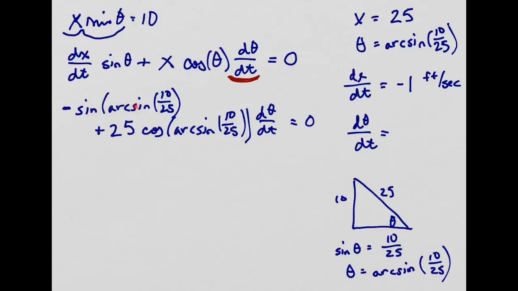Okay, so this is really, really nice. Remember, with arc sine, you take a ratio and you get an angle, and with sine, you take in an angle and you get a ratio. So these are going to cancel out. So we end up with negative 10 over 25 plus 25 times cosine of arc sine of 10 over 25, and we could actually solve for this using the Pythagorean theorem.